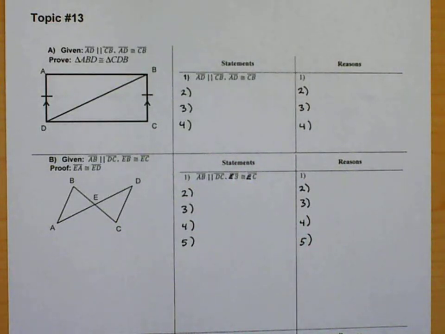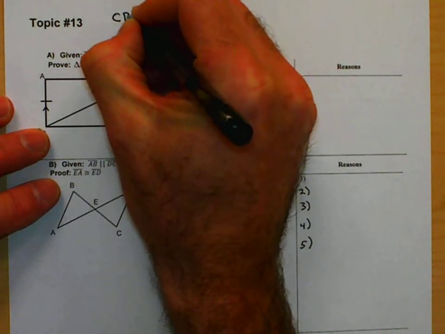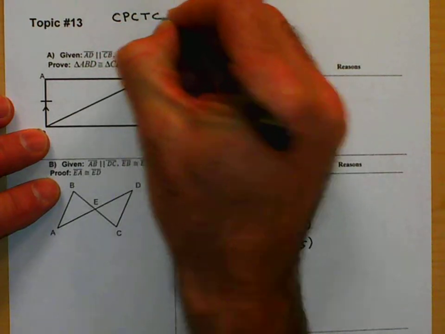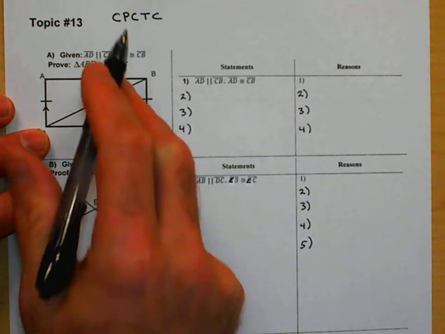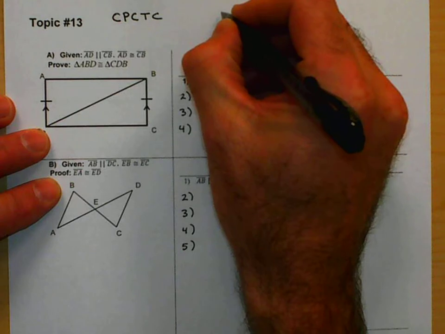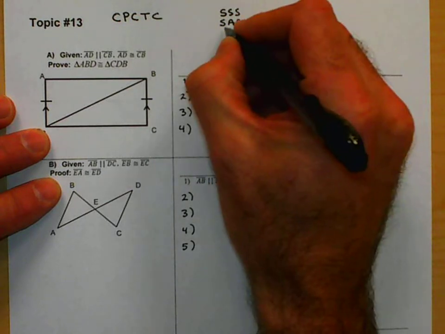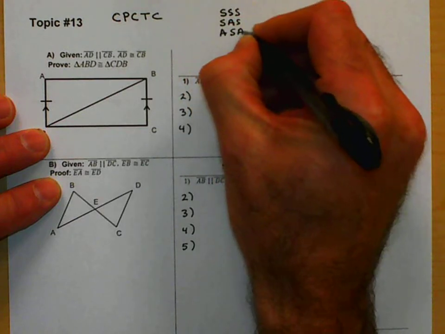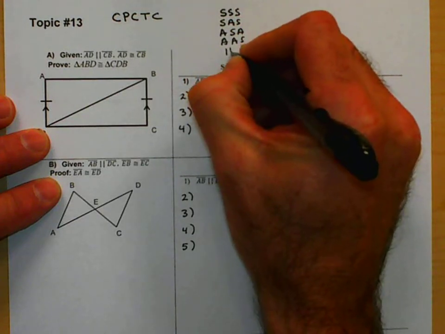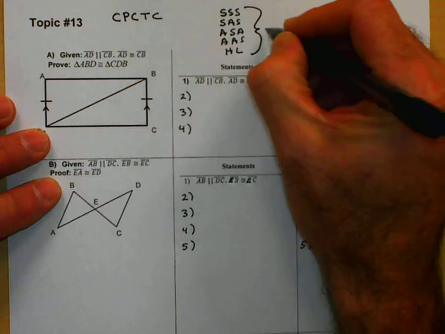Just going to go over 13b, which is working with proofs that involve corresponding parts of congruent triangles are congruent. And remember, for us to have corresponding parts of congruent triangles are congruent, we're going to have congruent triangles. So we also need to remember from 13a: side-side-side, side-angle-side, angle-side-angle, angle-angle-side, and hypotenuse-leg. Those are the 5 ways to prove triangles are congruent.